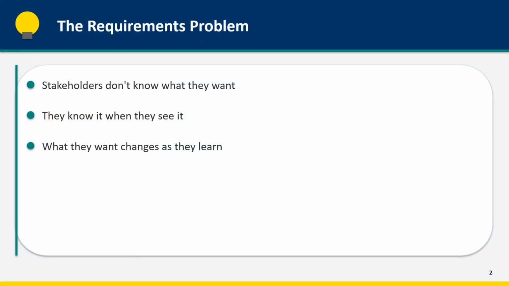Let's start with an uncomfortable truth. Stakeholders often don't know what they want. They think they do, but they can't articulate it precisely. They use phrases like, "I'll know it when I see it." And even when they can articulate it, what they want changes as the project progresses. They learn more about the possibilities. They see early deliverables and realize they want something different. The business environment shifts. This isn't a character flaw, it's human nature. Our job as project managers isn't to eliminate this reality, it's to manage it.